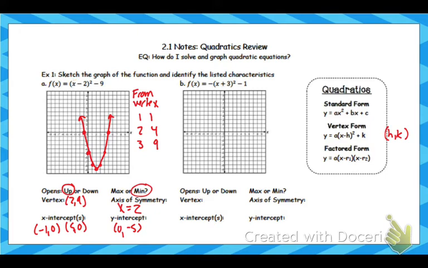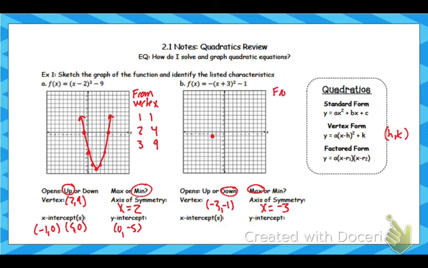All right, let's try the second one. So the vertex is going to be -3, -1. Because there's a negative out in front, it's going to open down. Since it opens down, that vertex is a maximum. The vertex is -3, -1. So the axis of symmetry is x equals -3. And then let's sketch our graph.